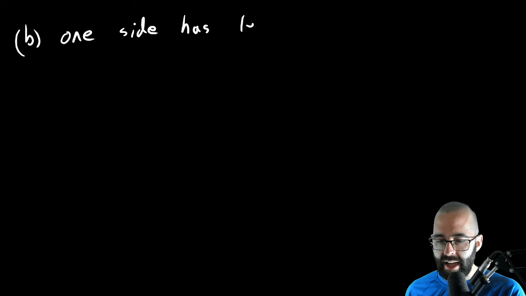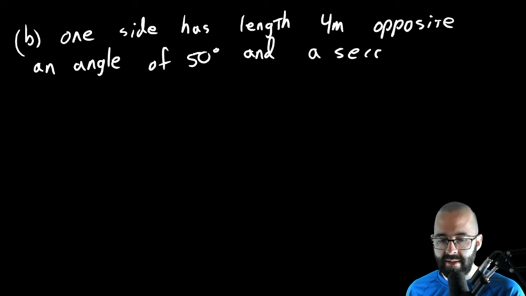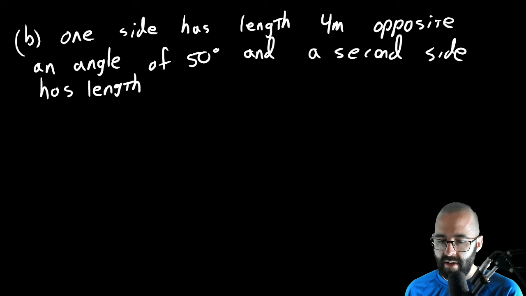Let's do part B. We'll be on the lookout for which case we're dealing with. We've seen 2 of the cases. There's 4 total. 2 of them are pretty similar though. In this triangle, I'm not giving you names this time, one side has length 4 meters, and its opposite, an angle of 50 degrees. And a second side has length 10 meters.